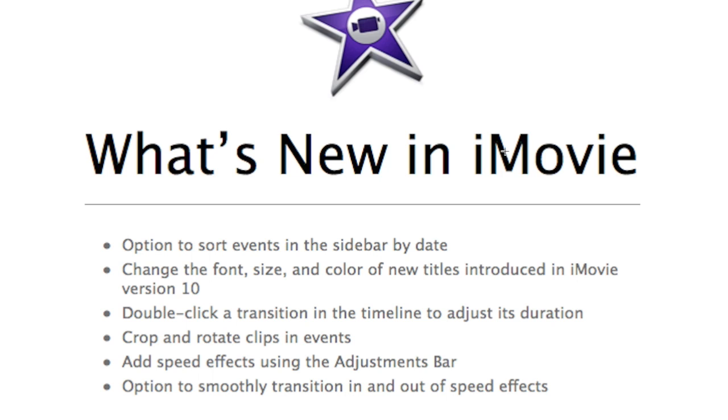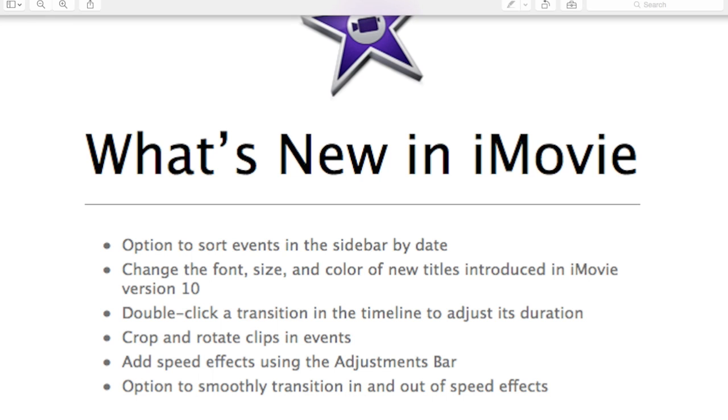That is what I will be discussing today, the new updates to iMovie. The new version is 10.0.6, but most of the features were added in the previous update about a month ago in 10.0.5 with these new features: option to sort events, changing the font size of titles, the color, double-clicking transition to adjust duration, cropping and rotating clips and events, add speed effects using an adjustments bar, option to smoothly transition, and add speed effects. I'll be going over all of these new features when I show you iMovie.